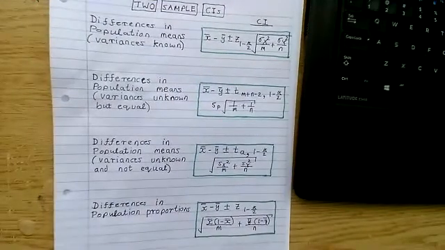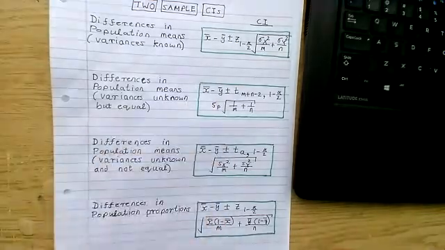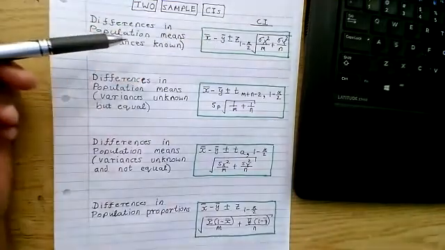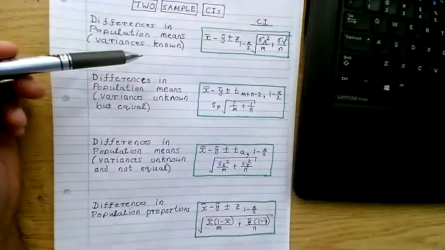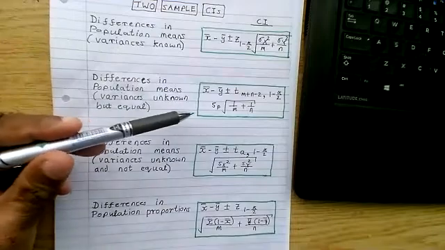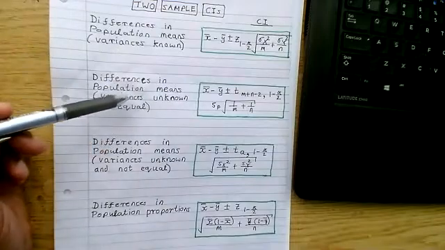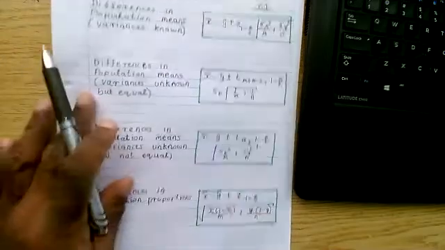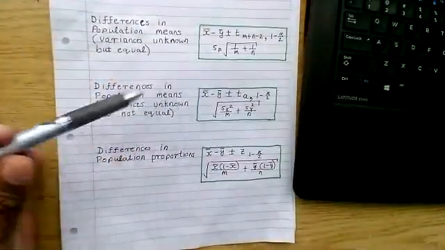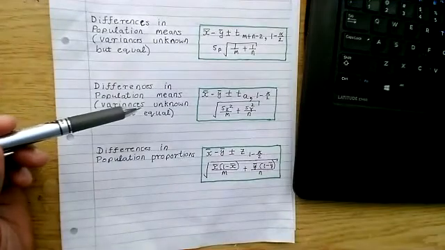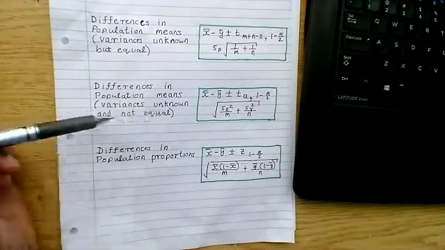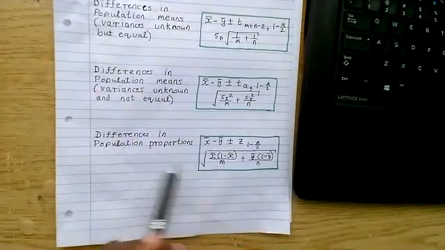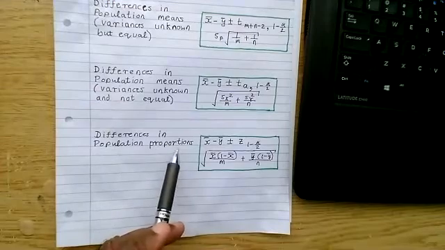I talked about 4 different confidence intervals, and these are the 4. This is the first one, for the difference in population means when the variances are known. This is the second one, for the difference in population means when the variances are unknown but equal. And this is the third one, for the difference in population means when the variances are unknown and not equal. And this is the fourth one, for the difference in population proportions.